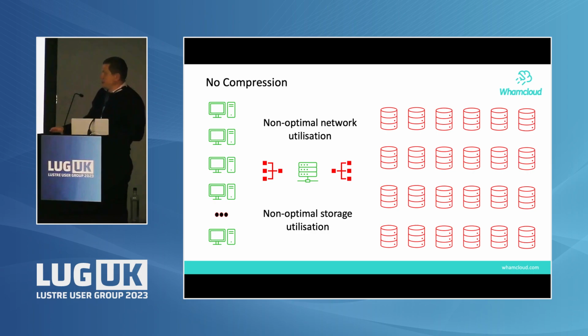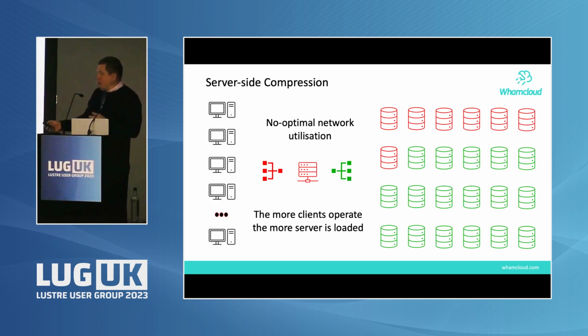The first solution could be to compress data on the server side. In this case, the same amount of data arrives to the server, which is why the network is red here. Then the server compresses data. It spends its CPU, and the more clients we have, the more CPU is spent. So probably this could be a problem at some moment. But we can compress data and save it in a more efficient way.